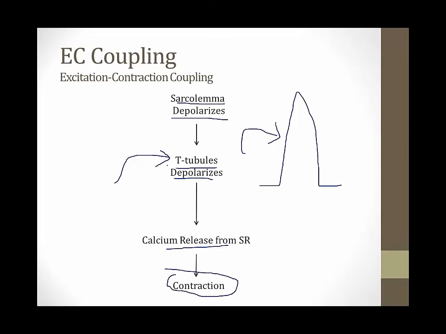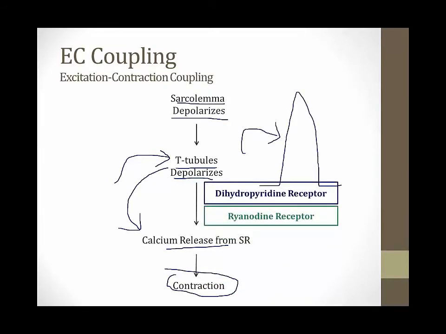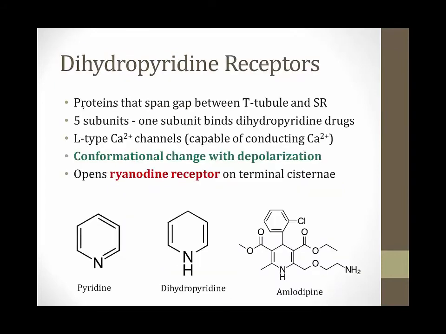So now what we have to talk about is how we get from the T-tubules depolarizing to calcium release from the SR, and in order to understand that, we've got to talk about two things: the dihydropyridine receptor and the ryanodine receptor. Dihydropyridine receptors are proteins that span the gap between the T-tubule and the sarcoplasmic reticulum. They're called dihydropyridine receptors because they have 5 subunits, and one subunit binds dihydropyridine drugs.